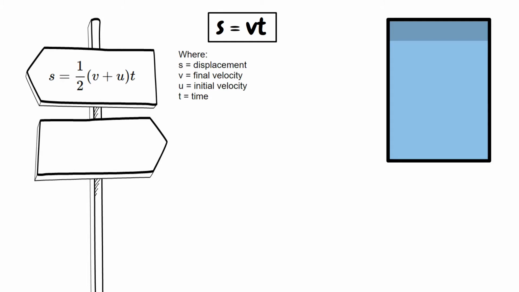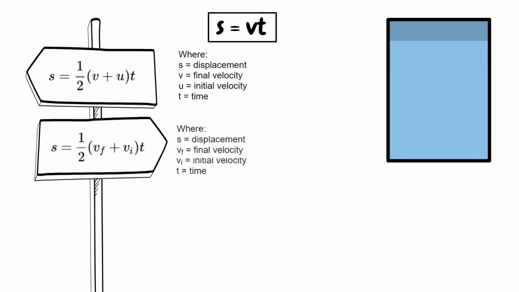Depending on the resources and references you are looking at, you may encounter different ways to write this formula. With the top equation, you can see that you have final velocity as v and initial velocity as u. With the bottom equation, we have final velocity as vf and initial velocity as vi, but they are the same formula.